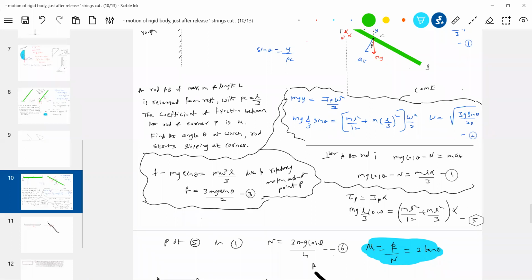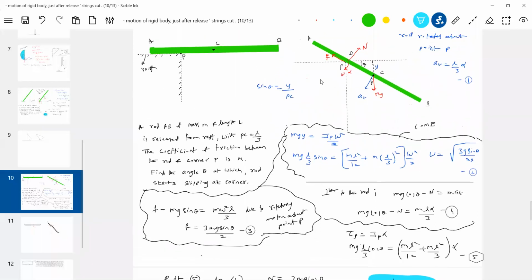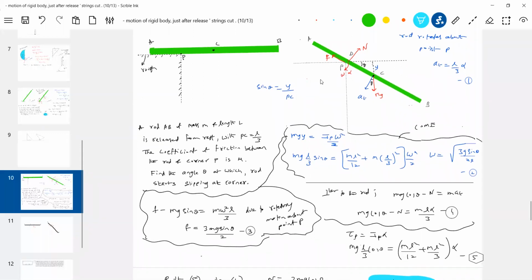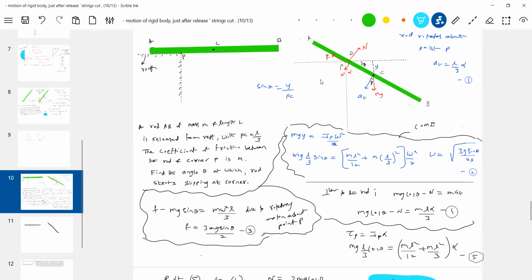So different rigid bodies. Why isn't there any centripetal force? That only I wrote here, centripetal force, m omega square L by 3. Okay, fine. So now what's happening here? The rod will rotate. Why, after rotating to a certain angle theta, should it slip?